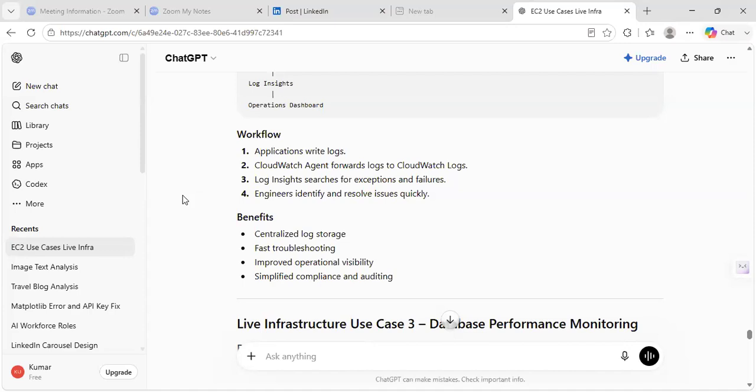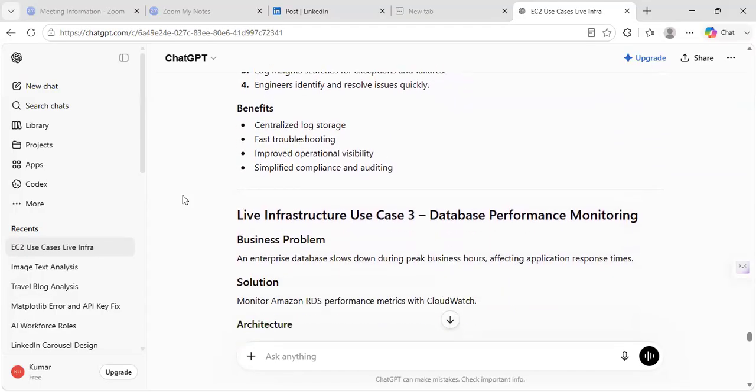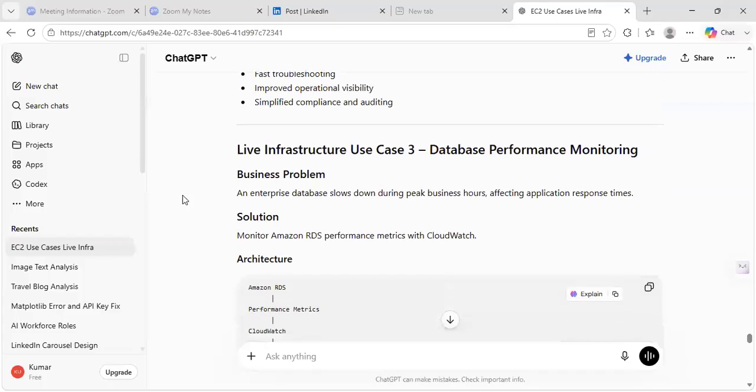Then it is going to trigger the messages as per the rules defined in the SNS notification service. So engineers identify and resolve issues quickly. The benefits are centralized log storage, fast troubleshooting, improved operational visibility, and simplified compliance and auditing. Now, what about database performance monitoring?